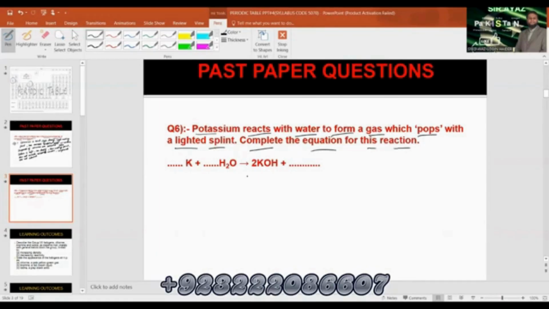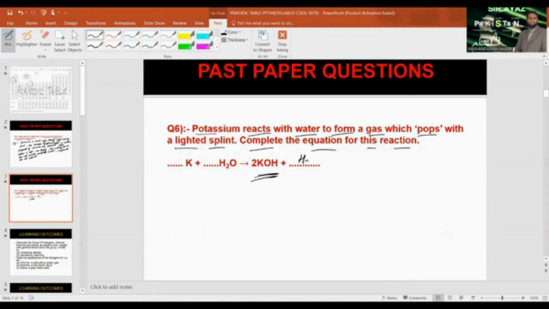Here's a reaction between potassium and water, and you know that it will always produce metal hydroxide, which is potassium hydroxide in this case, and a gas will be produced, and this gas pops with the lighted splint. The formula of this gas is H2. Now let's balance the equation. We write 2 here. Now this equation is balanced.